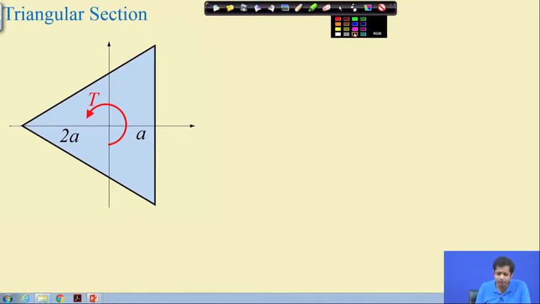First thing, we have to assume the expression of psi, and the expression of psi should be such that it vanishes at the boundary. The expression that we chose in the case of the elliptical cross section is the equation of the ellipse. The same thing we do here.